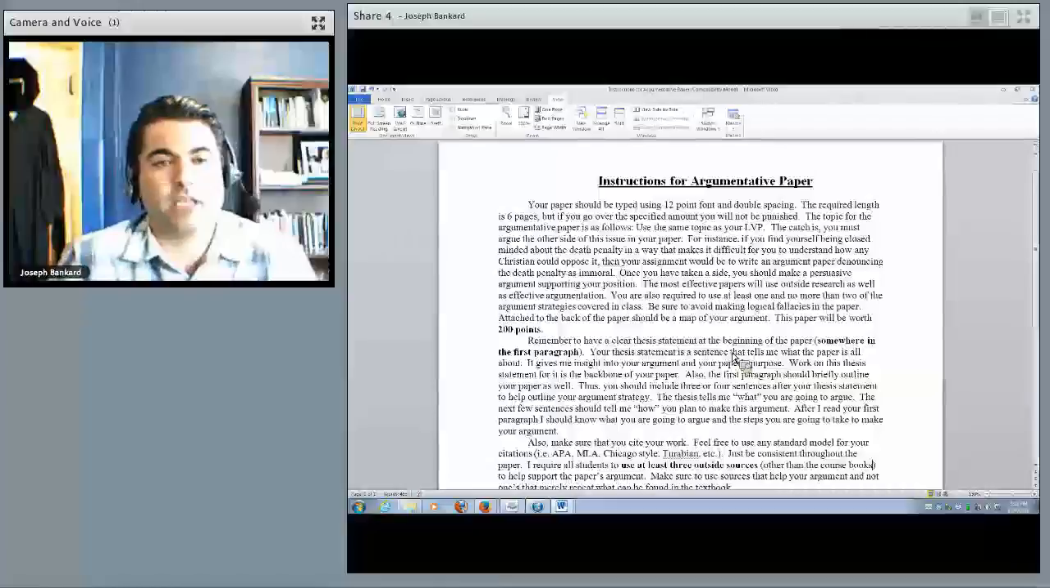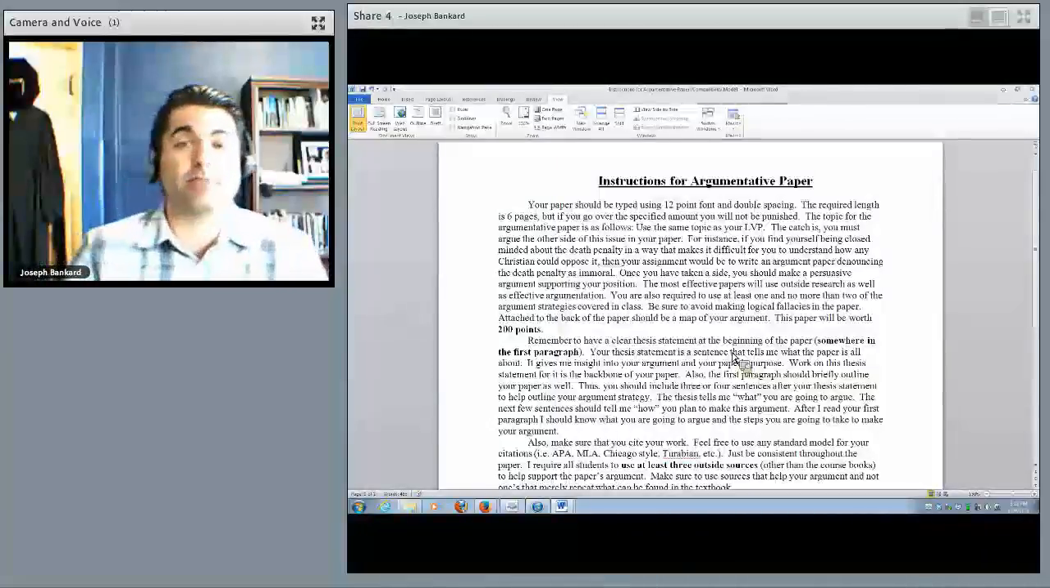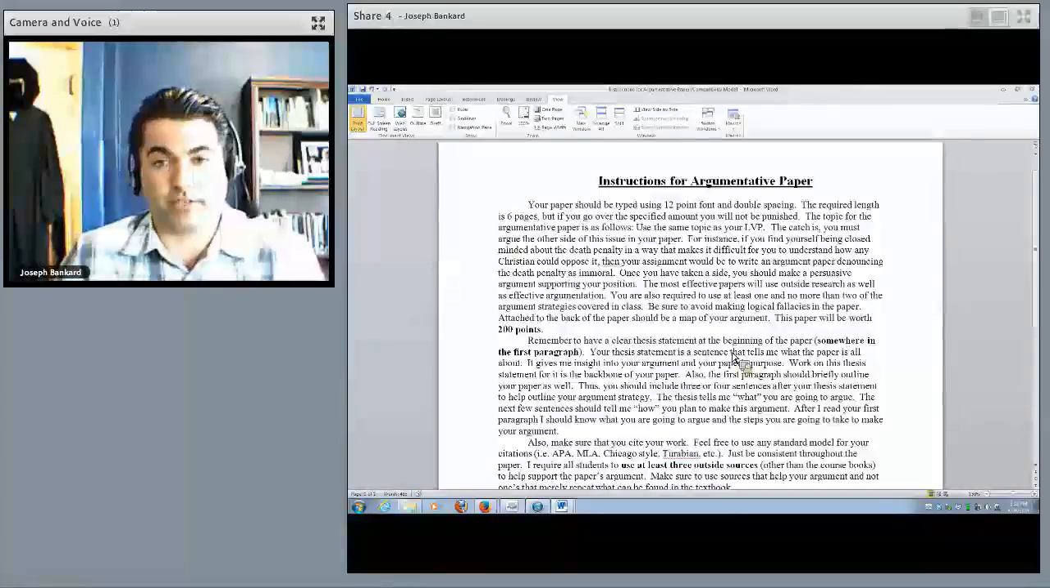Okay, so number one, your paper should be typed using 12-point font and double spacing. The required length is 6 pages, but again, I don't grade on length. This is approximate. Make the paper good. That's what I care about. If you go over, you're not going to be punished, right?